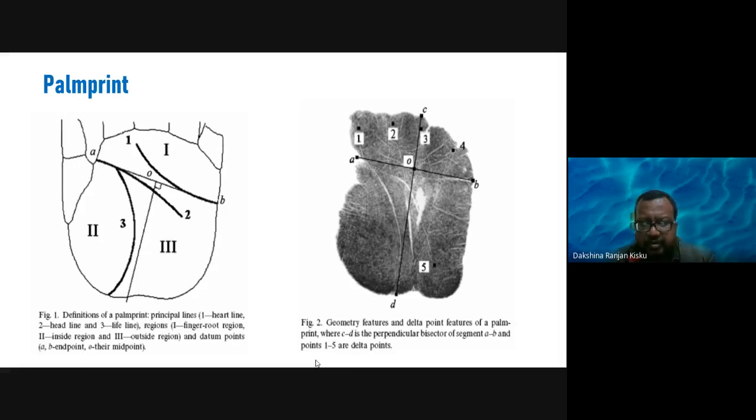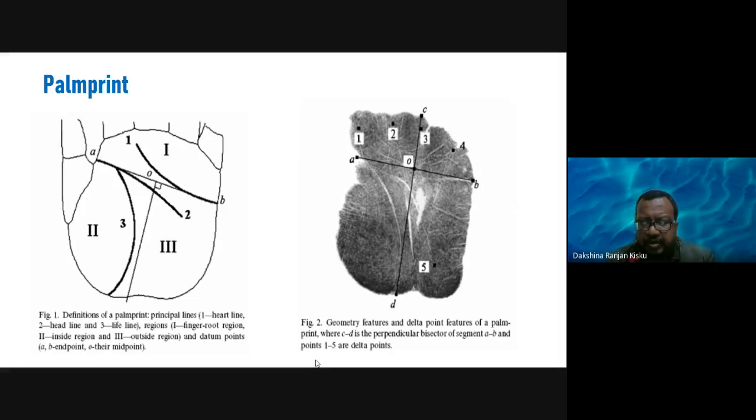Now if we study the second palm print image, which is provided on the right hand side, then we can see that some geometry features and delta point features of a palm print are available on the palm image. Here CD is the perpendicular bisector of segment AB, and points 1 to 5 are the delta points. Okay, so 1 to 5 are the delta points, and here A and B are the datums. And here CD is the perpendicular bisector.